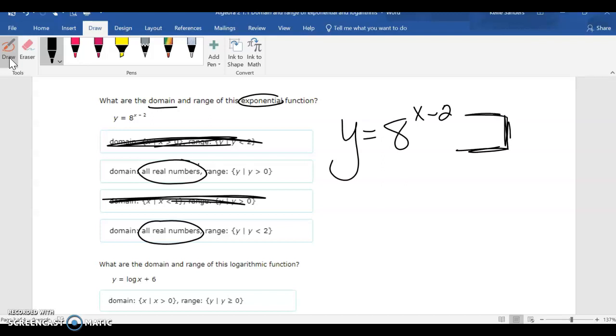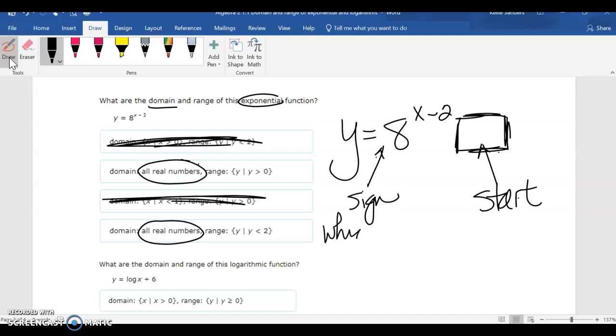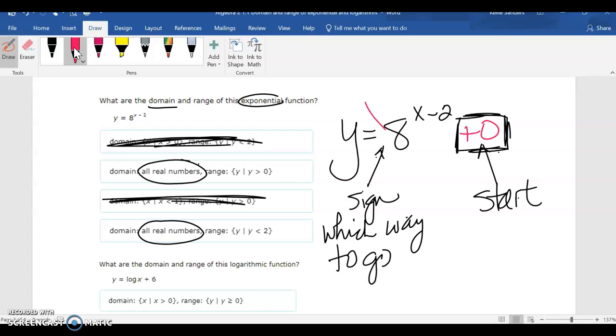This number right here is going to tell you where to start. The sign of this number is going to tell you which way to go. There is no number right here, so we're going to start at 0, and this is positive, so we're going to go up. So 0 and going up, and not at 2. So it's going to be this one.